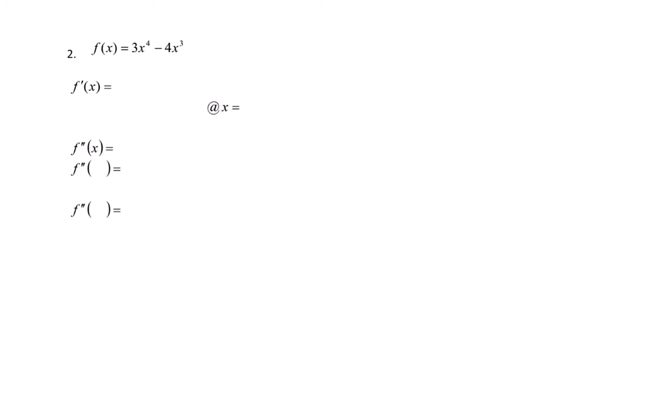Let's look at this one. Okay, so I've got the function f of x equals 3x to the 4th minus 4x cubed. Again, I'm going to find horizontal tangents as a first step. So I'm going to take my first derivative, and I'm going to get 12x cubed minus 12x squared, and I'm going to set it equal to 0 because I want the horizontal tangents.